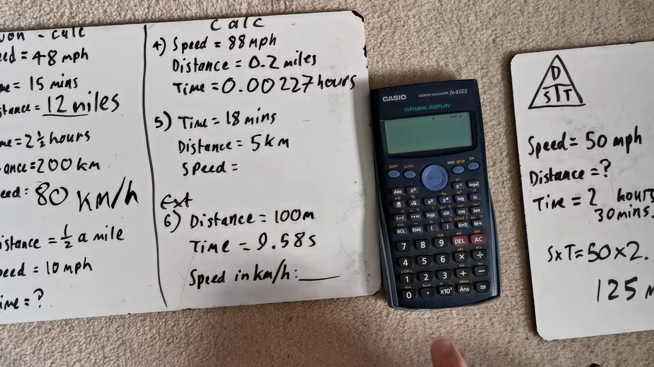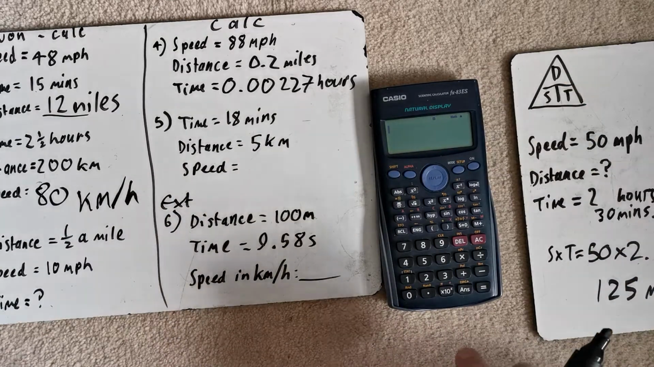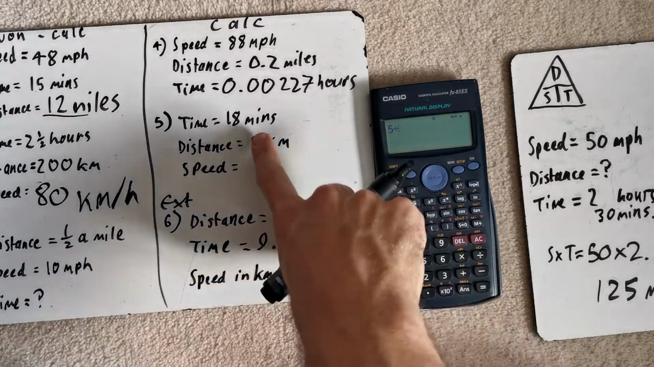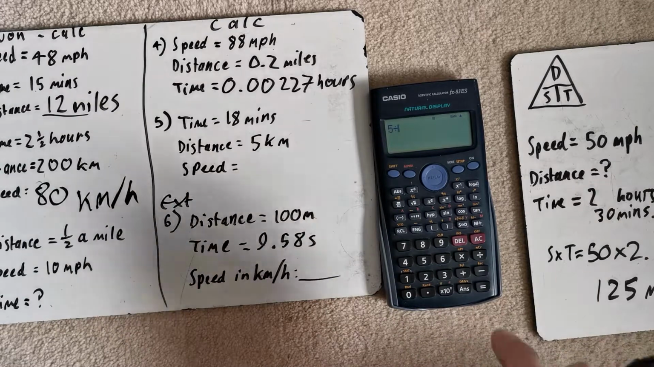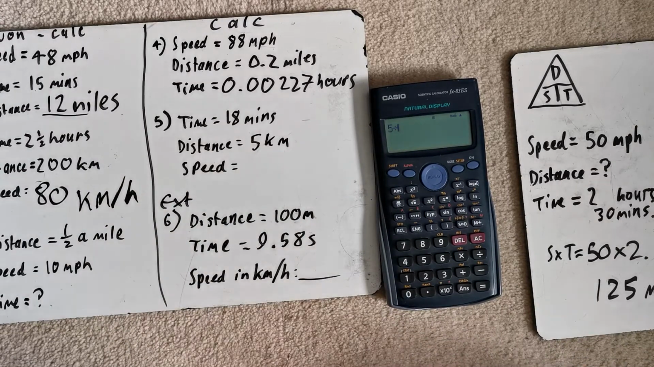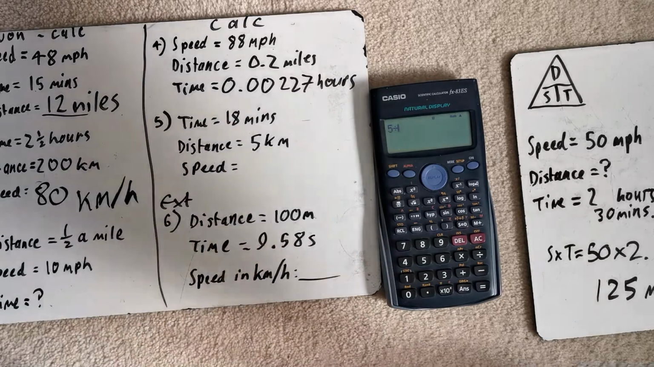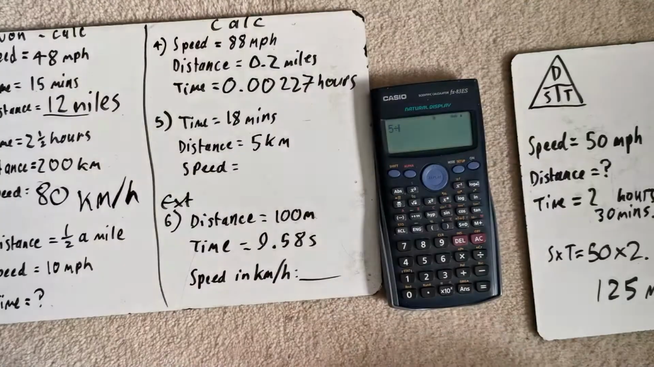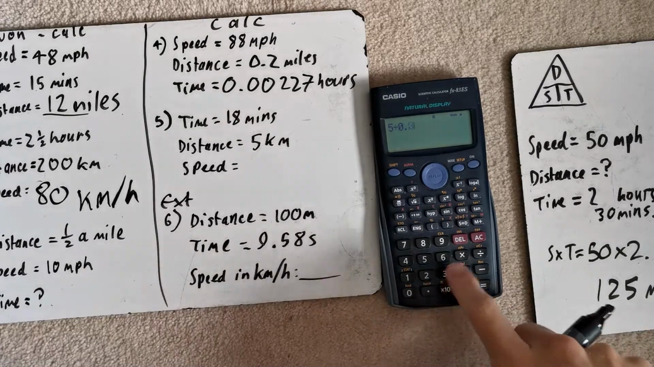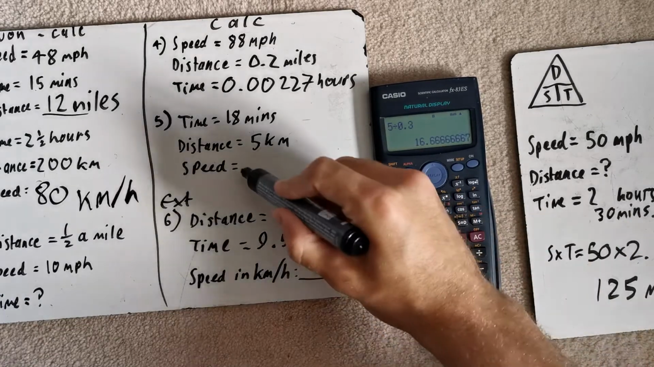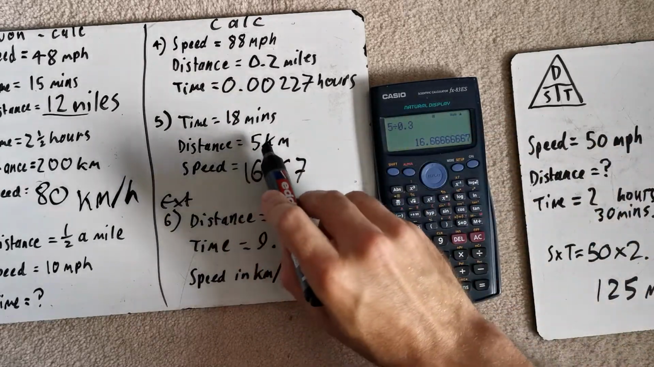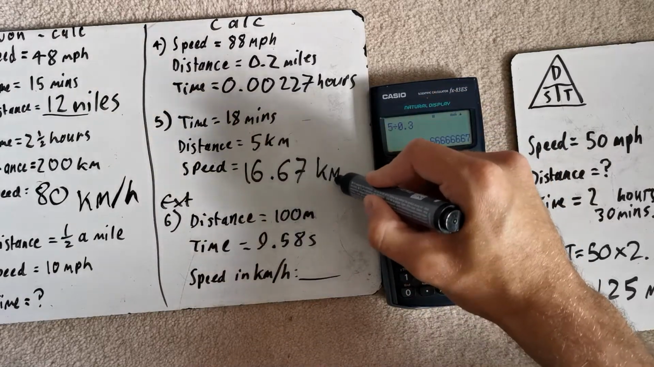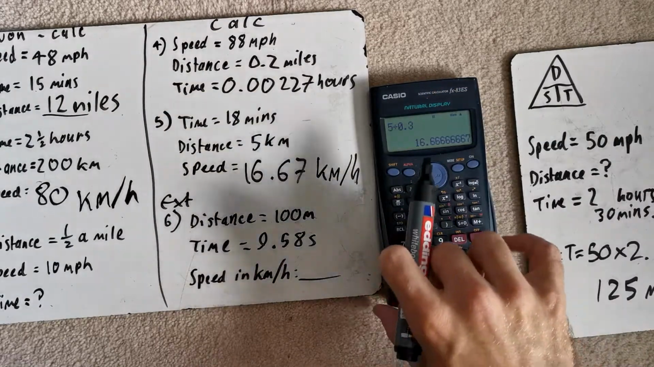Okay, next up, 18 minutes. Distance is 5 kilometers. Trying to find out speed, which is distance divided by time. 5 divided by 18 minutes. We want that in hours though, don't we? Because we don't want kilometers per minute. You never see kilometers per minute. Okay, so 18 minutes. Luckily, we found that out earlier, didn't we? In fact, it's on the back of this. 18 minutes is 0.3 hours. 5 divided by 0.3 gives us 16.67 kilometers per hour. Okay. That's about 10 miles an hour, actually.